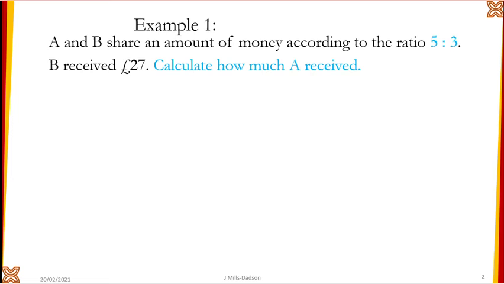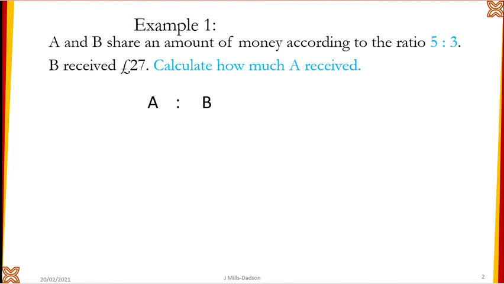Now, don't get confused with this question with sharing according to ratio, because you have to remember that though we have the ratio, the amount given is not for A and B. This amount is only for B. So this is where you compare parts of ratio to find out the missing bit of the other ratio.